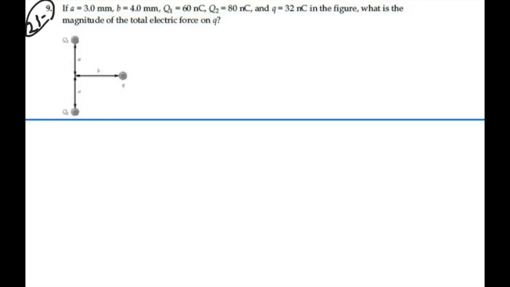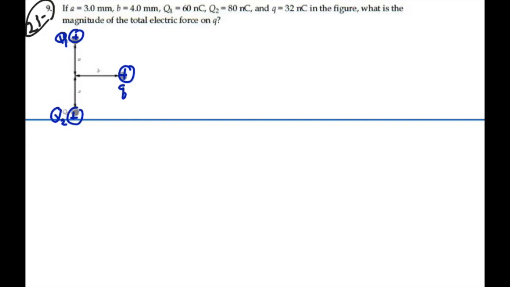So we have Q1, and it's a positive charge, and we have Q2, and it's a positive charge as well, and little q, which is a positive charge. And even though this is a two-dimensional problem, we're going to approach it in a similar way as we did with one-dimensional problems. In other words, we're going to find the net force, find them as vectors, and then add those vectors together using vector methods.